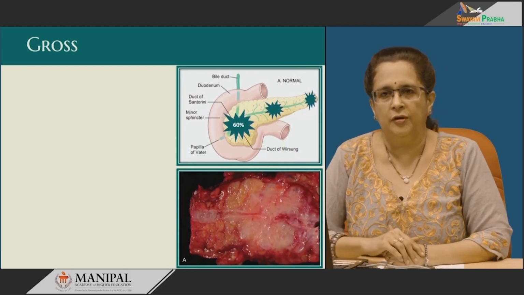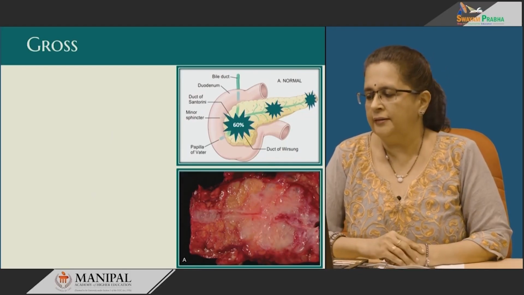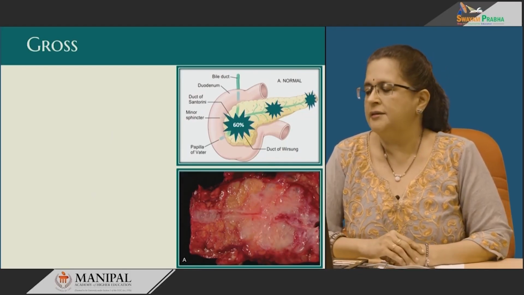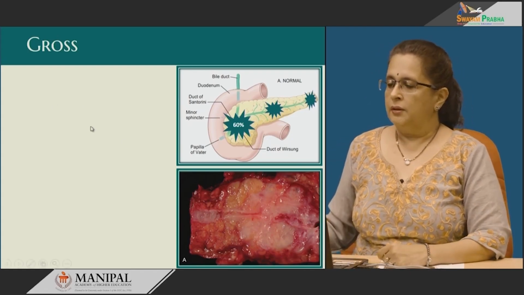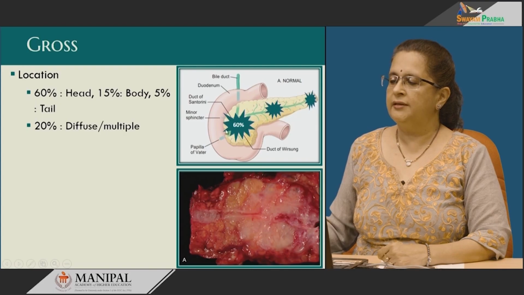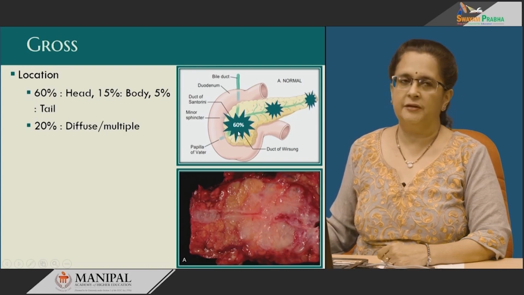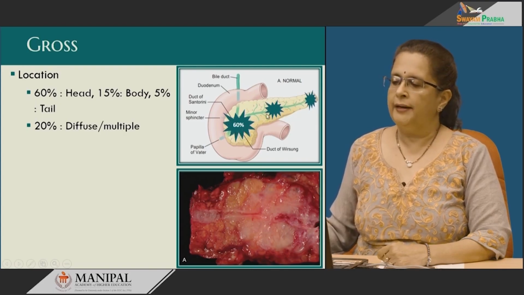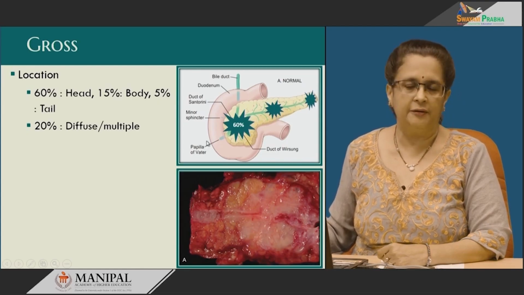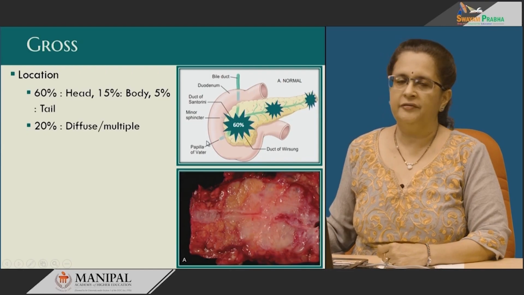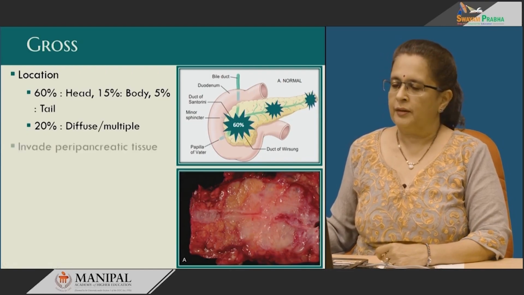So, moving on to the morphology, let us have a look at the specimen grossly of ductal adenocarcinoma pancreas. Grossly it usually involves the head, about 60% of them, then body and tail account for 15 and 5% respectively. Rarely, in 20% of the cases, it can be diffuse or multiple.